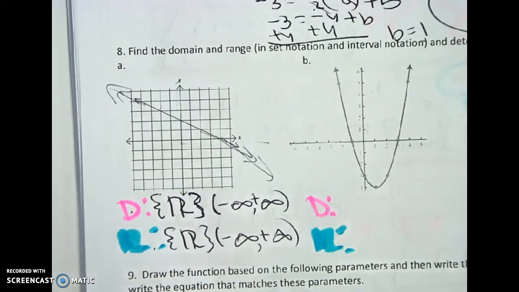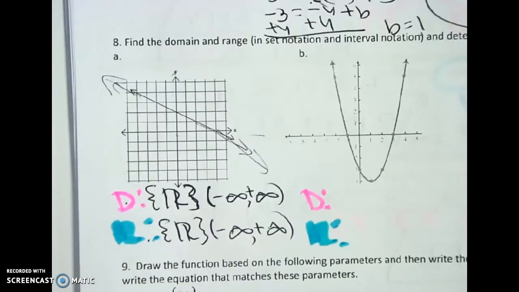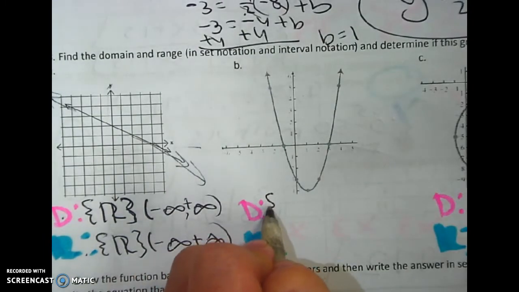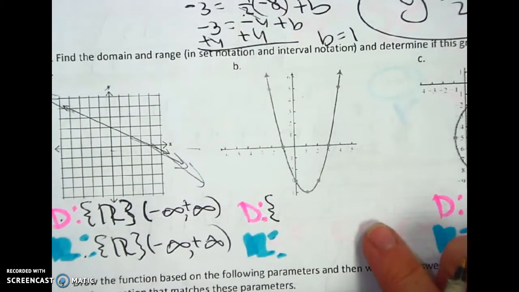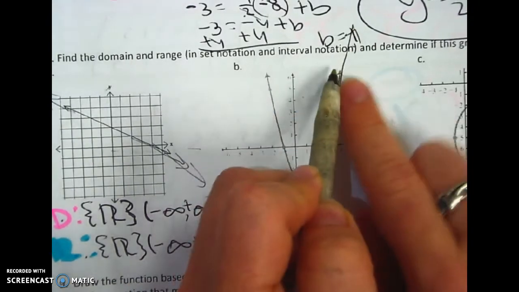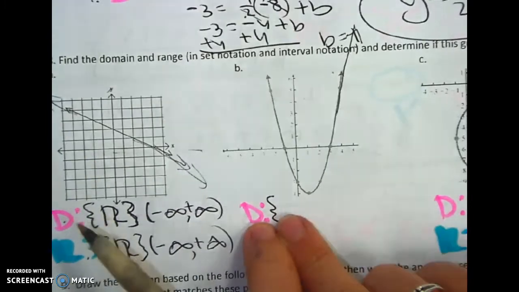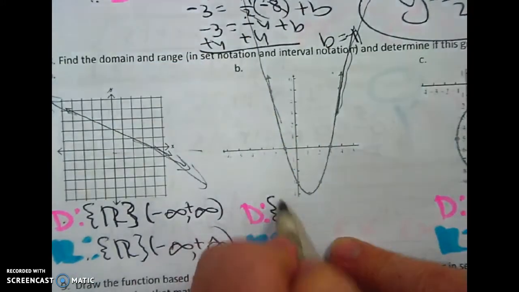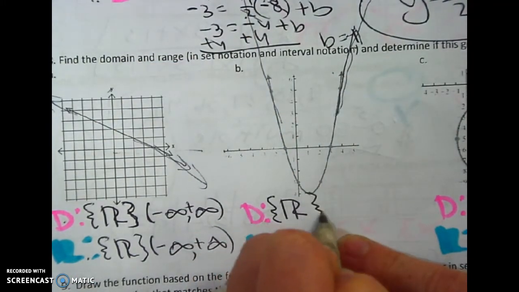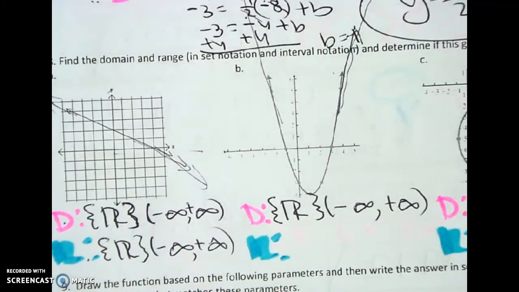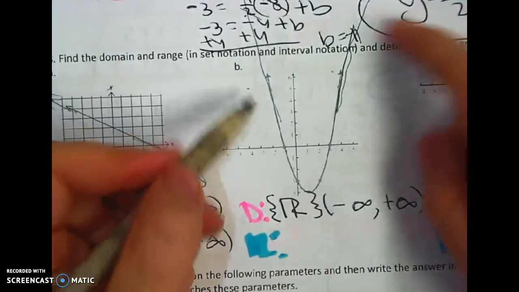Okay. The next one might be a little bit more challenging. So let's slow down a little bit. Start with set notation. Domain means everything to the right and everything to the left. When I look, this is pointing to the right. And even though it looks like it's going up, when I'm focused on domain, I'm thinking right and left. So it continues to go to the right forever. It continues to go to the left forever. All real numbers. -infinity to +infinity.